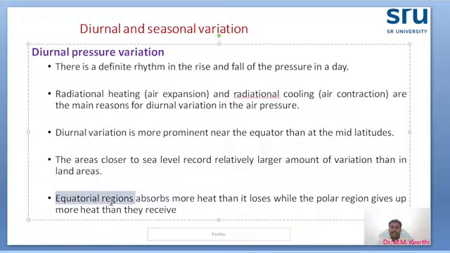Okay, particularly the equatorial region absorbs more heat, because it is directly near the sun. So the equatorial region absorbs more heat than it loses. Compared to the loss of heat, it will absorb more. While the polar region gives off more heat than it receives, meaning the heat release will be more than the absorption.